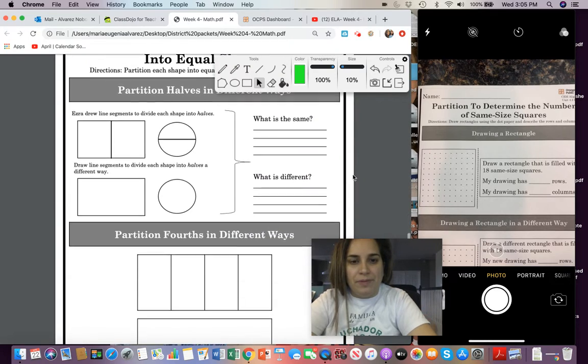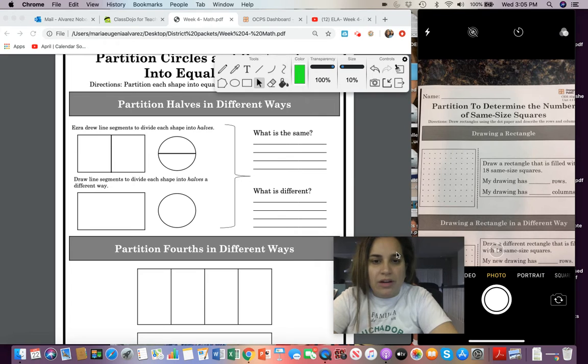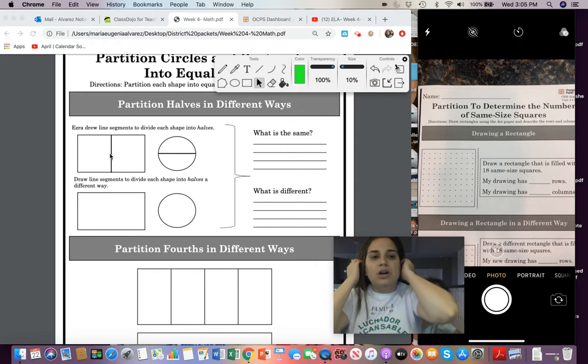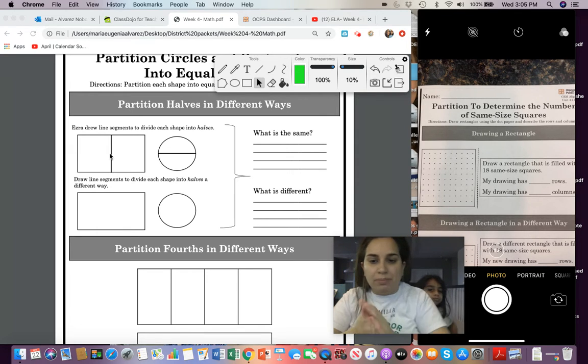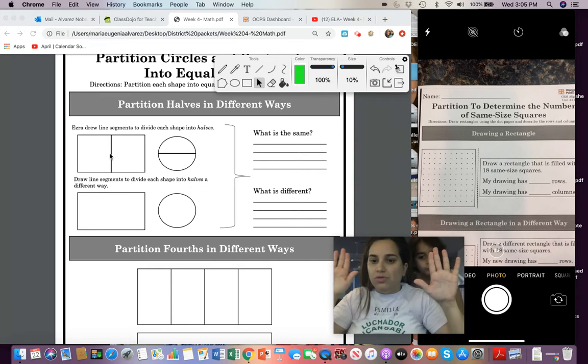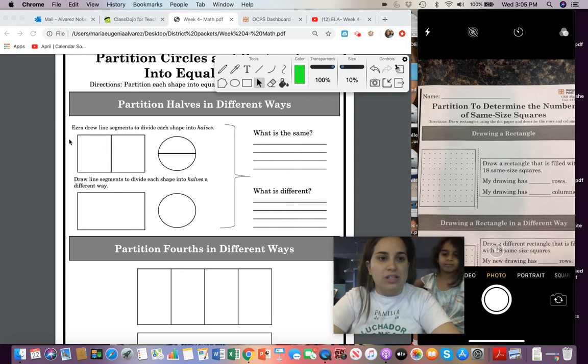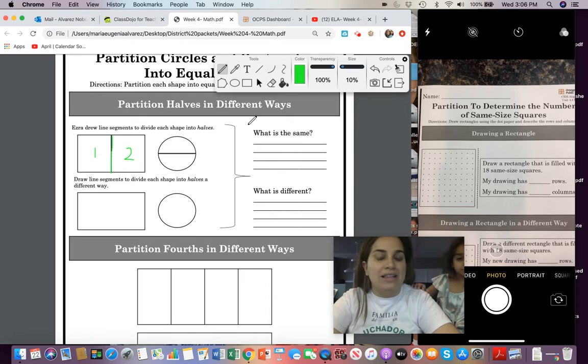Page 3, right here. So this is where you guys needed to draw a line to split these shapes into halves. That means 2 equal parts, okay? Just like Ezra drew a line to divide this rectangle in half right here. See? This is 1 part and this is 2 parts, and they are the exact same size. So they are equal. They're the same in terms of how big they are.